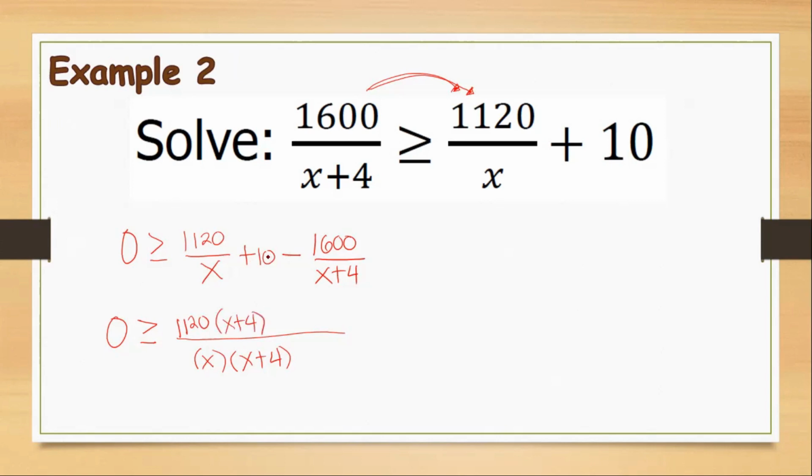Next is your 10. So the denominator of 10 is 1. So x times x plus 4 divided by 1 equals x times x plus 4. And so we have 10 times x plus 4. And lastly, we have minus 1600 multiplied by x times x plus 4. Now you can cancel this one. And what is left is x. Okay, so let's combine this. This will become 1120x plus 1120 times 4 is 4,480. Is that correct?